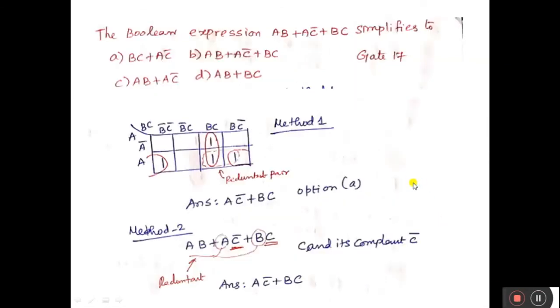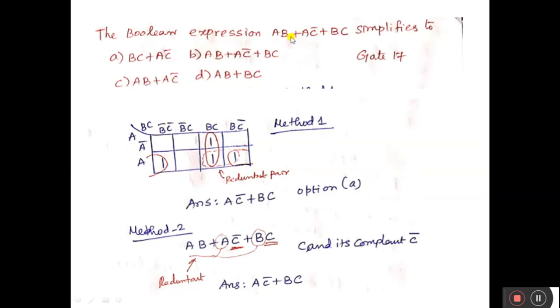Next question. The Boolean expression AB plus AC bar plus BC simplifies to option A, BC plus AC bar, option B, AB plus AC bar plus BC, option C, AB plus AC bar, option D, AB plus BC. This question was asked in GATE 2017. I am going to solve this problem in two ways. Method 1, using K-map.